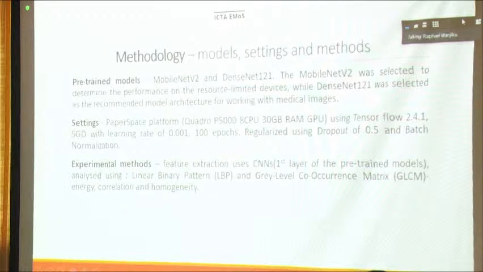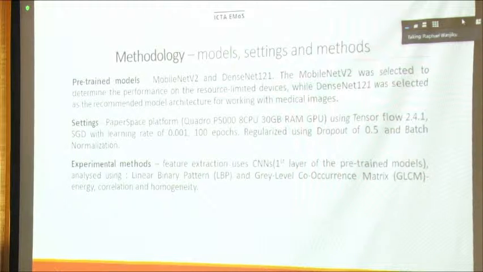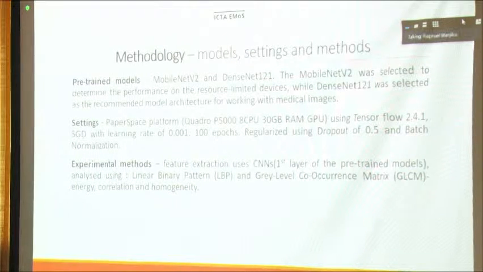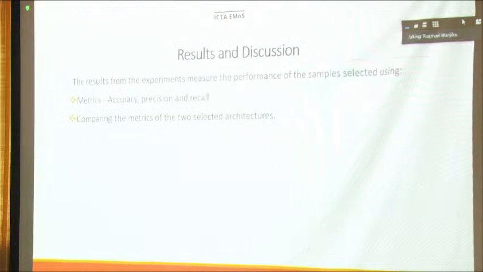For experimental methods, as mentioned before in that approach, we extracted the features using the first layer of the pre-trained models themselves, and we analyzed those features using local binary pattern and gray-level co-occurrence matrix, GLCM. Specifically looking at three properties: energy, correlation, and homogeneity. In understanding these results, because we're looking at improving the accuracy or performance of this model, we look at three metrics: accuracy, precision, and recall, then compare how the two architectures perform.